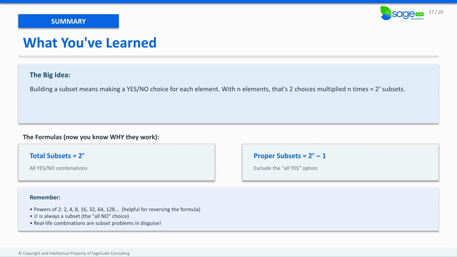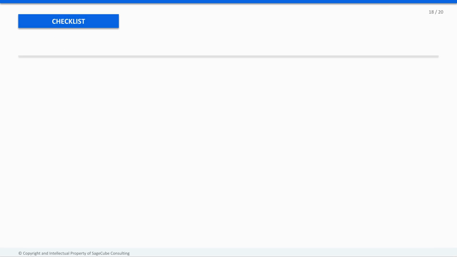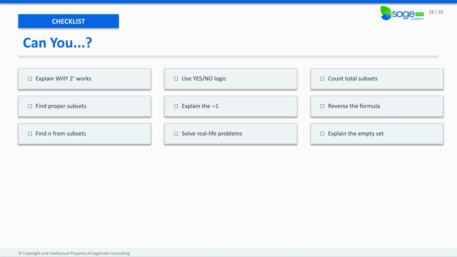3 things to remember here. Powers of 2 from 2 to 128. They are your toolkit for reversing the formula. Remember that the null set is always a subset. It's always a yes or no choice. Okay, and real life combinations are subset problems in disguise, guys. Alright, so check yourself against this 9-point checklist before you move on. Check to see if you can do all these. If you can explain the reasoning behind each one, not just the answer, then you genuinely own this topic.